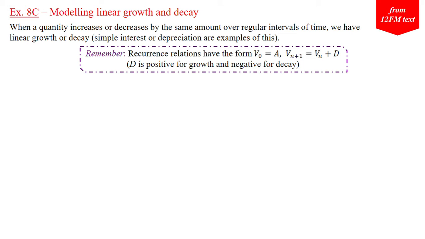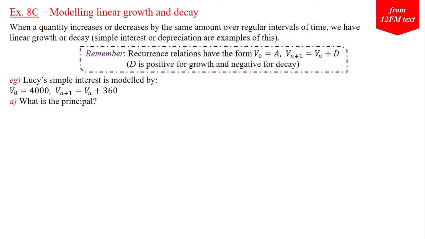We'll jump straight in with an example to better represent this. So Lucy's simple interest is modeled by V0 equals 4,000 and Vn plus 1 equals Vn plus 360. Okay, so from this we can determine what the principal is just by reading the recurrence relation. The principal in any financial situation is what you begin with. So the principal will always be V0, $4,000. You'll just need to make sure that you put your units in your answer, okay? Whenever we talk finance, we should have a dollar sign out the front.